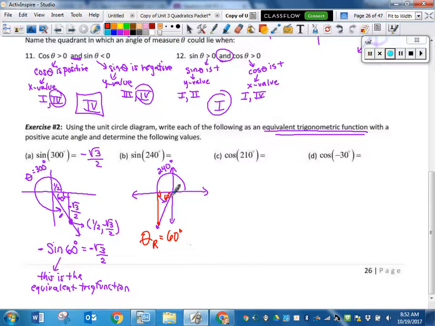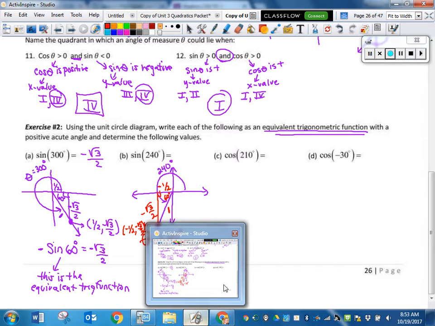And so opposite the 60 degrees is radical 3 over 2 when the hypotenuse is 1. It's going to be negative, I'm going in that direction. Opposite the 30 is 1/2, that would also be negative. So that means the coordinate of this point would be negative 1/2, comma, negative radical 3 over 2.